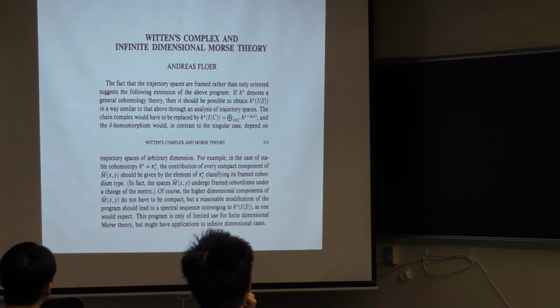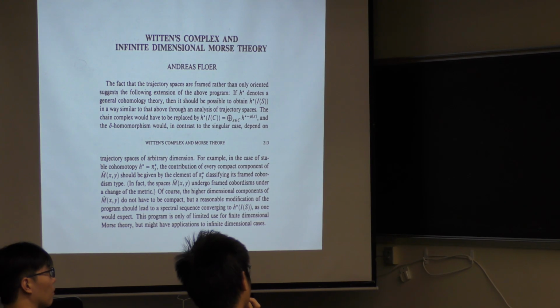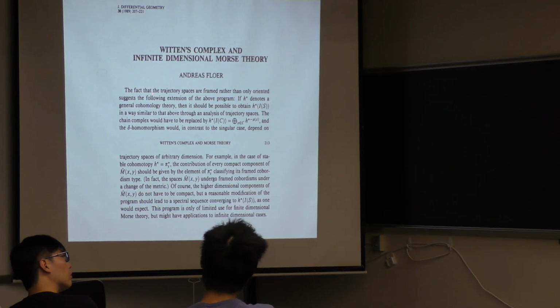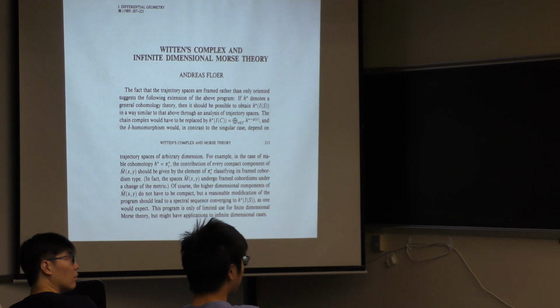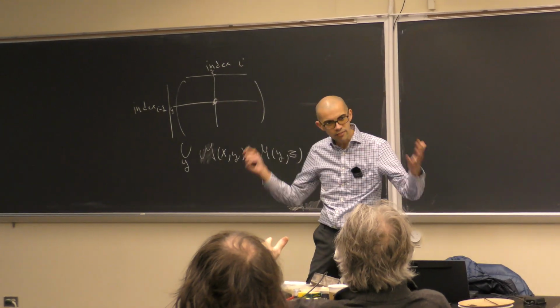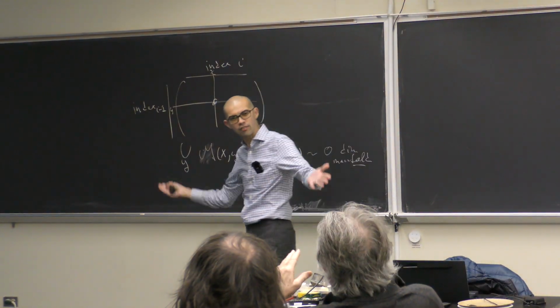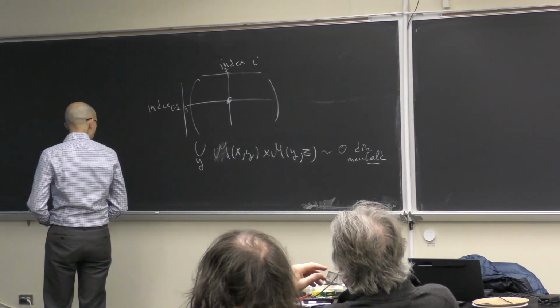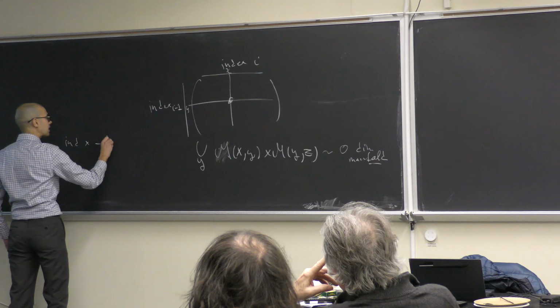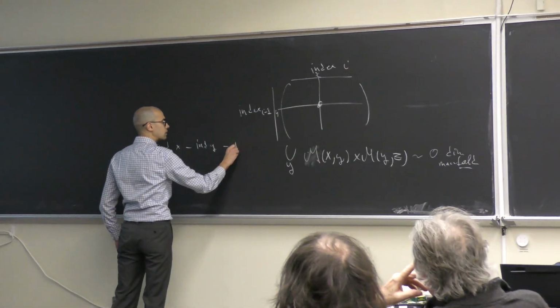So what does Floer say? Floer says, now let's think about these moduli spaces, the higher dimensional ones. His point is about the trajectories that go between critical points, say of index 3, 4, 5, 6. The dimension is the index of x minus the index of y.